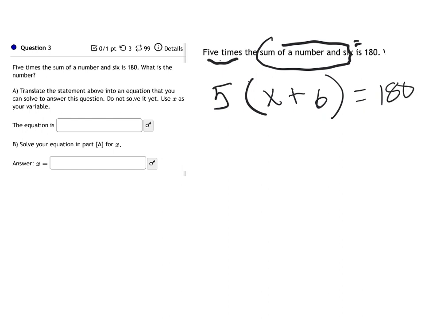So if it had been 5x plus 6, that would be the sum of 5 times a number and 6. This is 5 times the sum of a number and 6. So that's why it's different there. Okay, so this goes in the first answer blank.